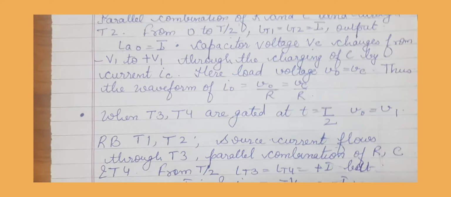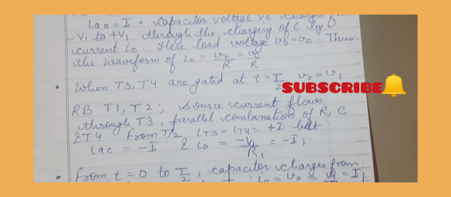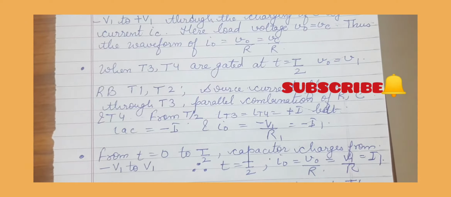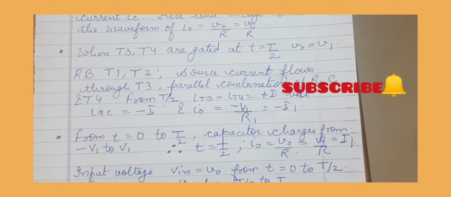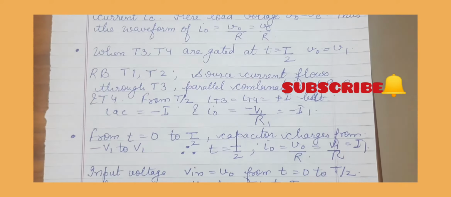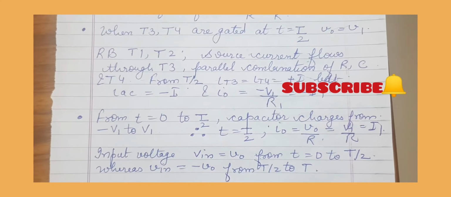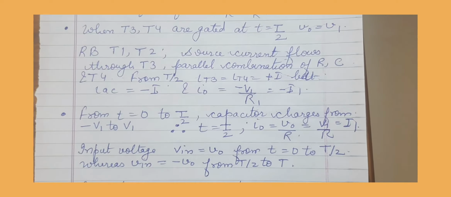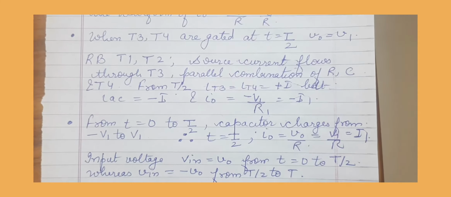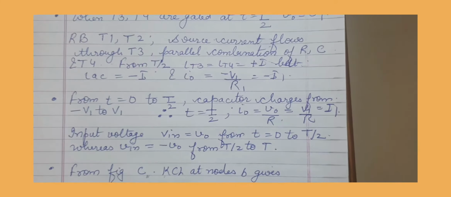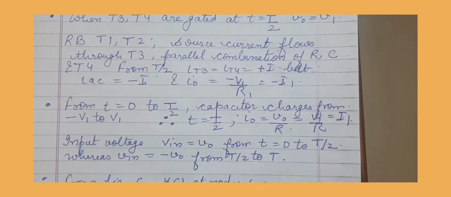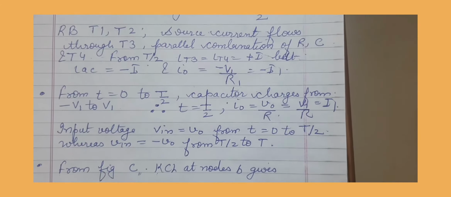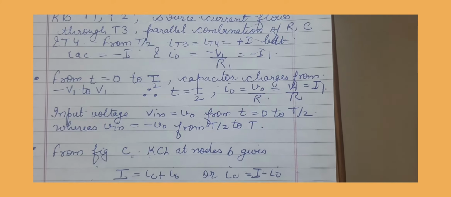Now when T3 and T4 are gated at t equal to T by 2, the output voltage is equal to V1, which reverse biases T1 and T2. The source current flows through T3, the parallel combination of R, C and T4. From T by 2, IT3 is equal to IT4 is equal to plus I, but IAC is equal to minus I, and I0 is equal to minus V1 upon R, equal to minus I1. From t equal to 0 to t by 2, the capacitor charges from minus V1 to V1. Therefore, at t equal to T by 2, I0 is equal to V0 upon R, and V1 upon R is equal to I1.